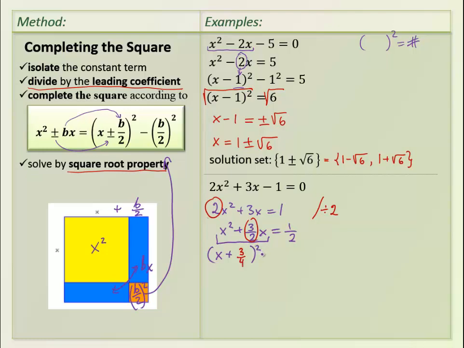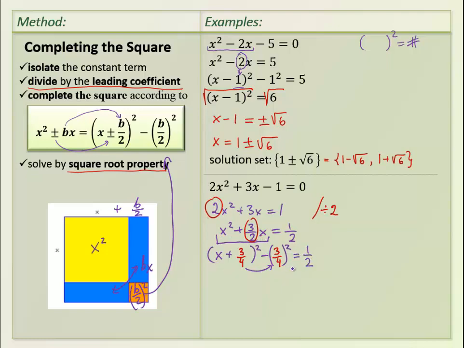And square it. Now, since this perfect square gives us really more than we had originally, we need to subtract the perfect square of the number that we took in the bracket. So subtract the perfect square of 3/4. This is the extra orange piece on the diagram. We need to subtract it in order to match whatever we had originally. And that equals 1 half.